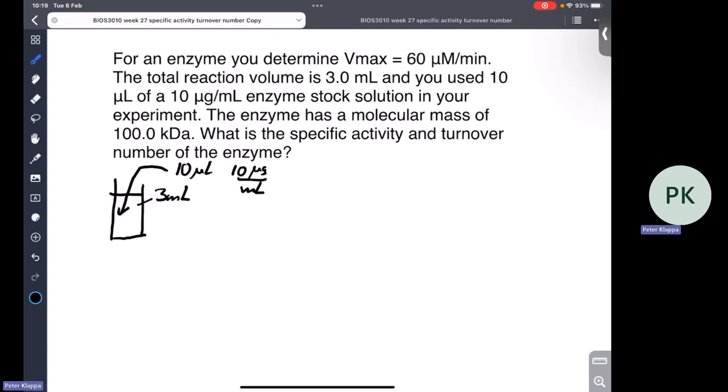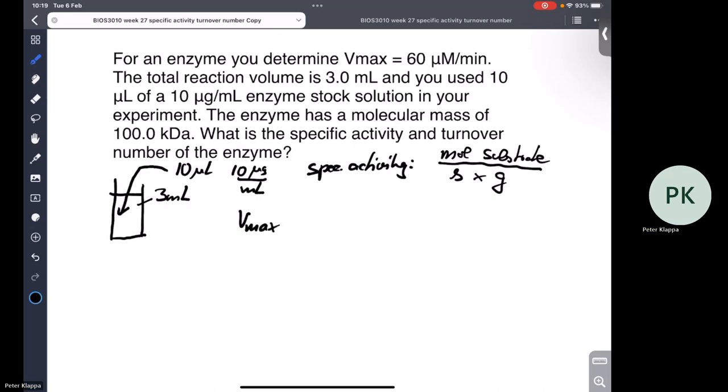Now, we want to calculate the specific activity. So, specific activity. And we said this has mole of substrate per second and gram of protein, gram of enzyme. Now we've got the seconds in there. That's our time unit for the specific activity. And we've got a Vmax, but Vmax is given in minutes. So we've got Vmax equals 60 micromolar per minute.